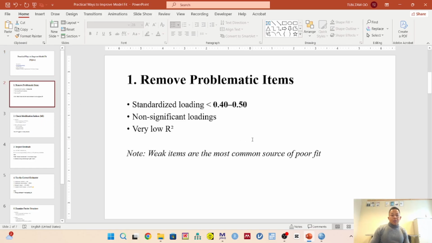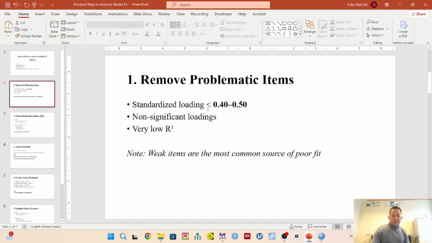First of all, when we run the CFA model, we should remove the problematic items. It means some items have very low pattern loadings, less than 0.4 or 0.5. If these standardized loadings are very low, it can increase the misfit or the poor fit. That is why we should take care.